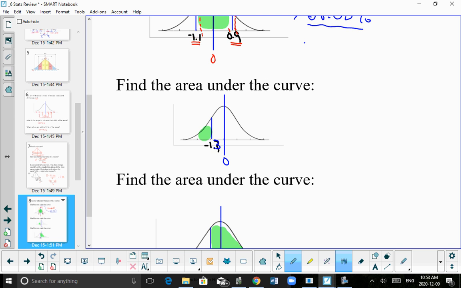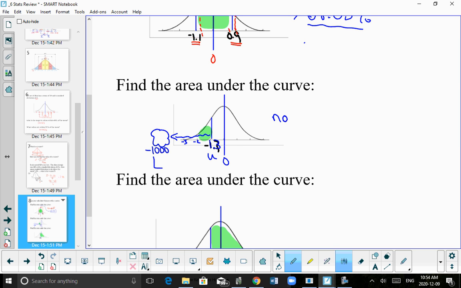I have negative 1.3 here, but it goes on forever. So because it goes on forever, remember this is negative 1, negative 2, negative 3. You just want to put a number here that's really, really small, maybe like negative 1,000, because we don't have an infinity button, but technically it does go on for infinity. It'd be pretty cool if we had an infinity button, but we don't. So this is our lower, this is our upper.